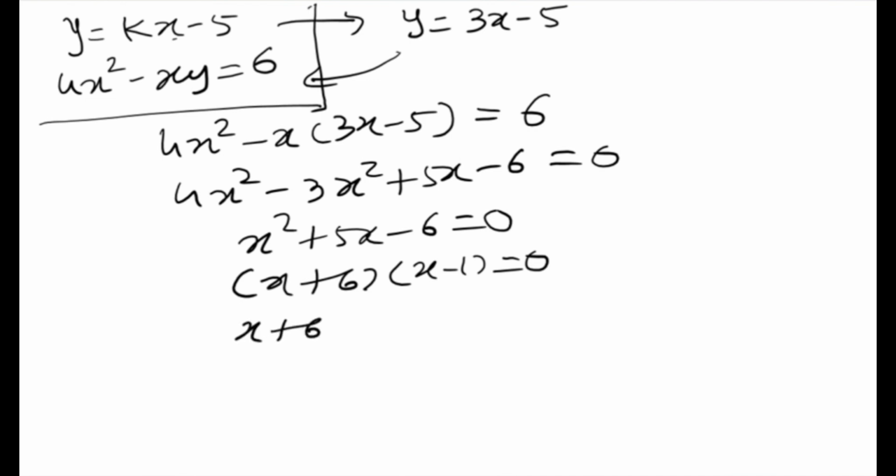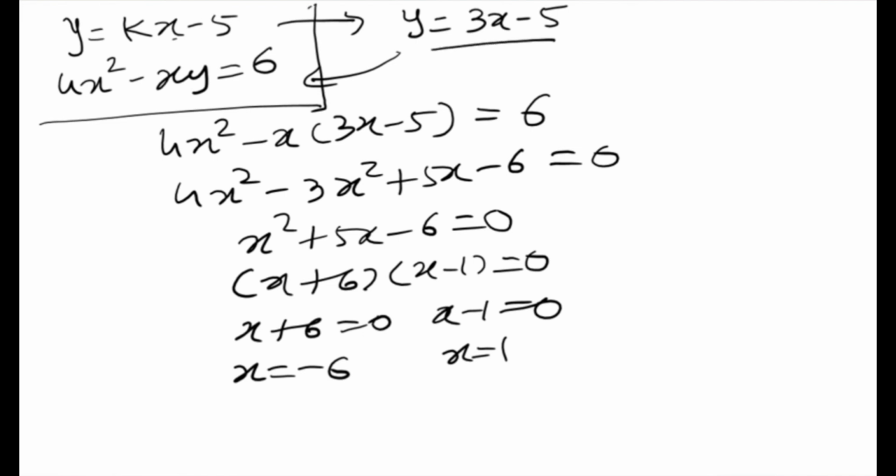So x plus 6 is equal to 0, so x is equal to minus 6. x minus 1 equal to 0, so x is equal to 1. So these are the two values of x we are getting. To find the value of y we are using this equation. So y is equal to 3 into minus 6 minus 5.